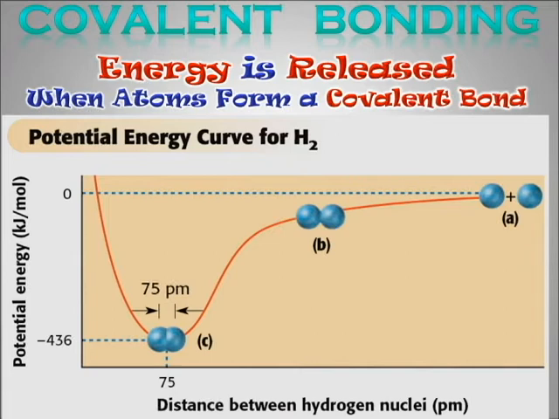One thing that I want to mention is notice where it says 75 ppm, that's picometers. That is the separation of the two nuclei. That is called the bond length. Now, bond lengths will tell you something about the strength of the bond. It turns out, if you have a shorter bond length, that means you have a stronger bond. Shorter bond lengths are harder to break apart. They take more energy to separate.